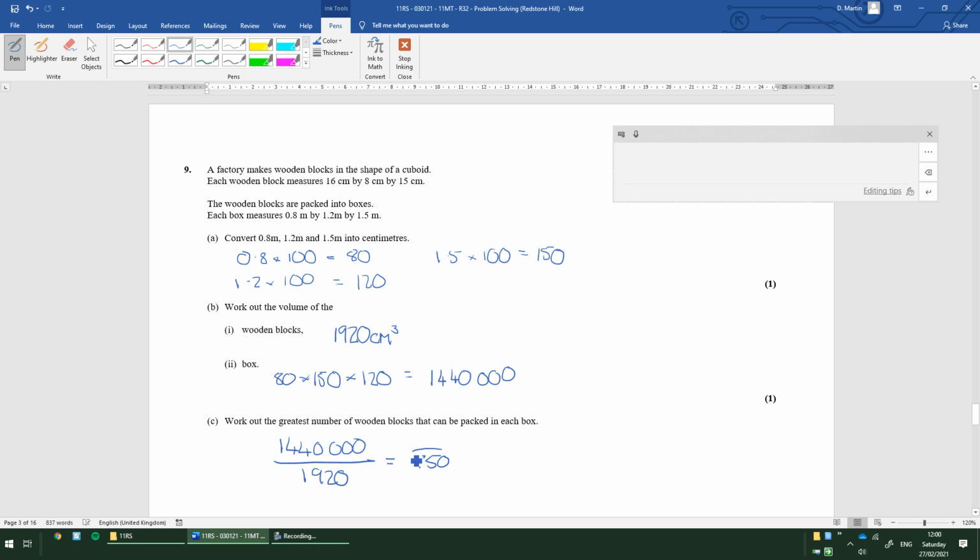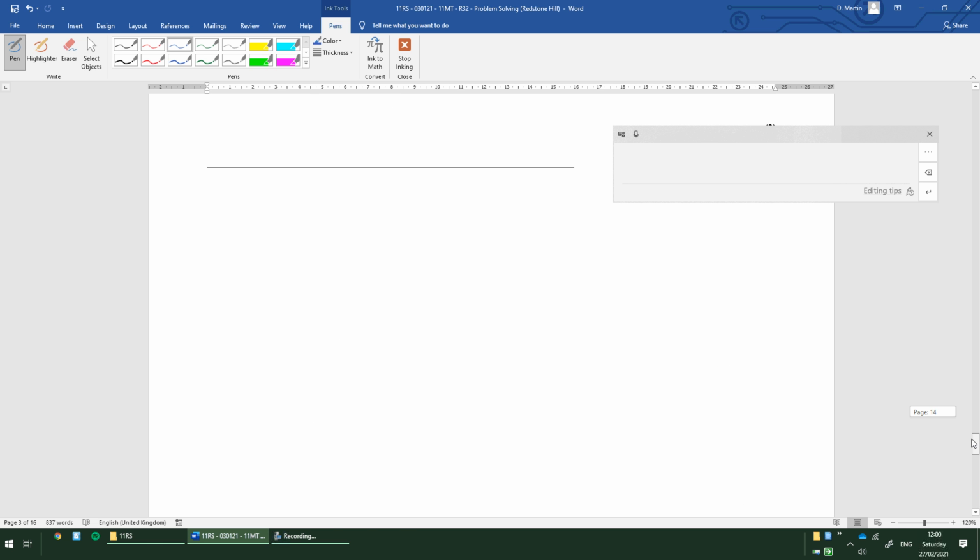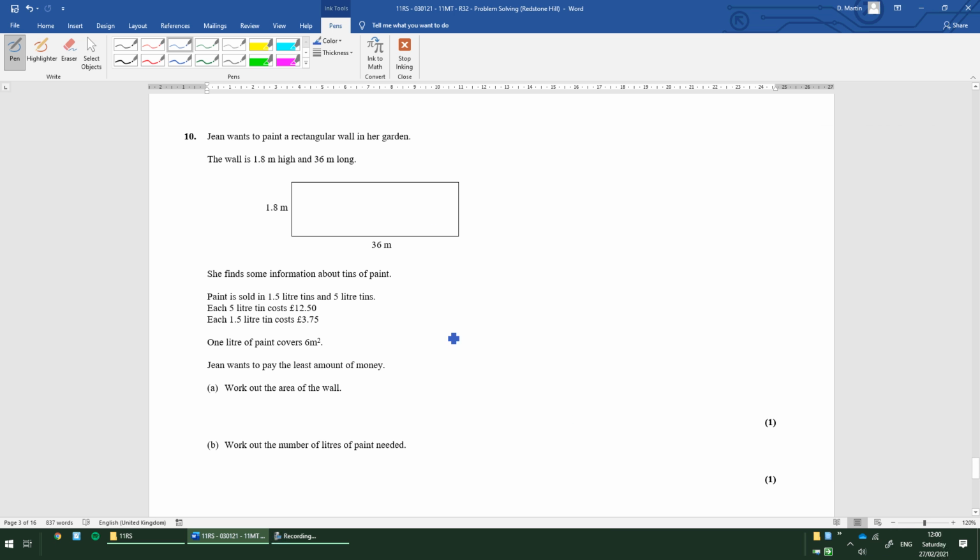All right, now moving on, and this is the last question here. Again, more area. So first of all, we need to work out the area of the wall. So we've got 36 times 1.8. So the area of the wall is 64.8 square meters.